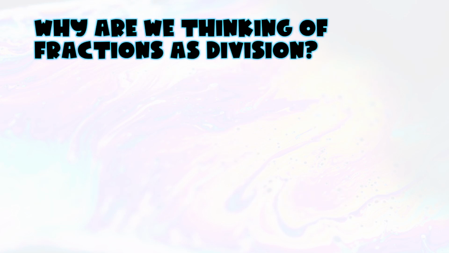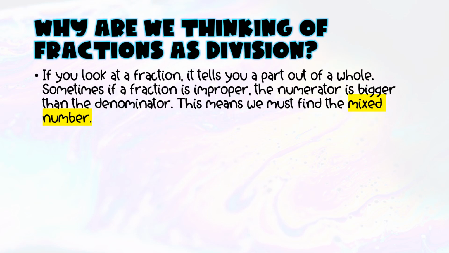So why are we even learning this? Well, if you look at a fraction, it tells you a part out of a whole. Sometimes if a fraction is improper, the numerator is bigger than the denominator. This means we must find the mixed number. Just as a refresher, a mixed number is a number that has the whole number and then the smaller fraction on the side. That would be said 1 2/3.